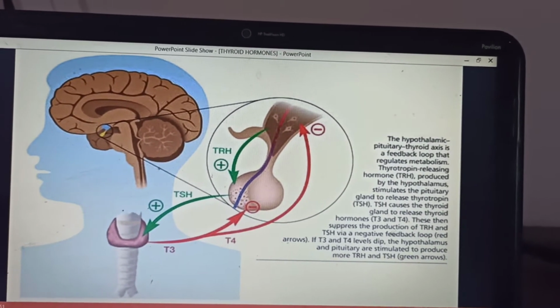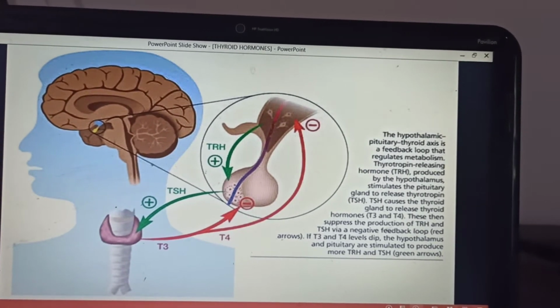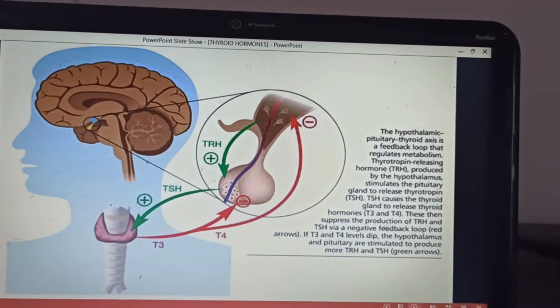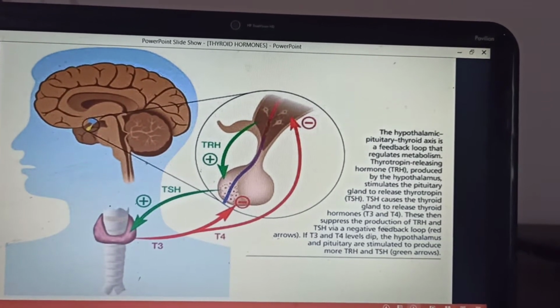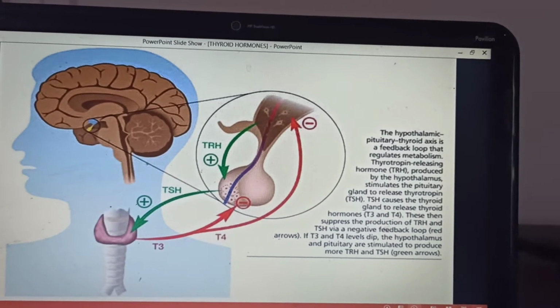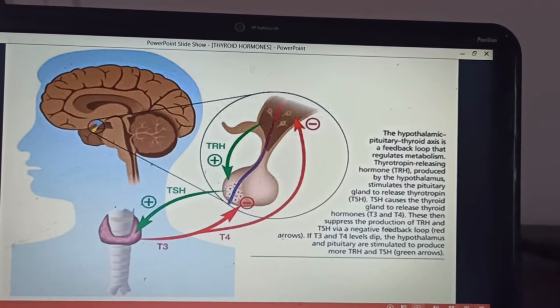If T3 and T4 level fall, it will stimulate the hypothalamus and anterior pituitary to secrete TRH and TSH, which is shown in the green color, and that will increase the further synthesis of the hormone and release of the hormones from the thyroid gland.